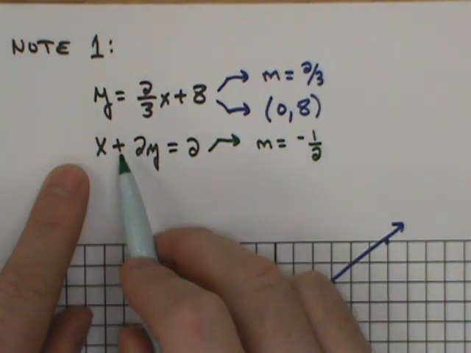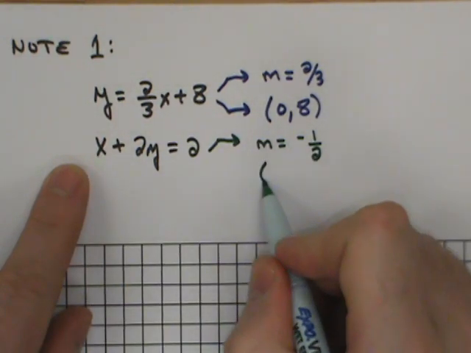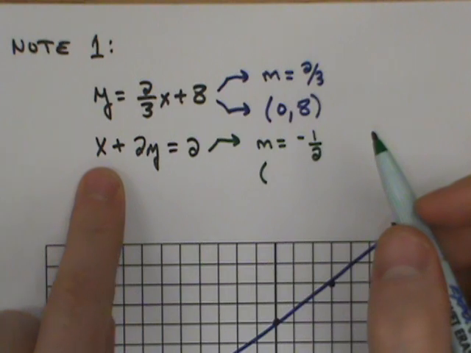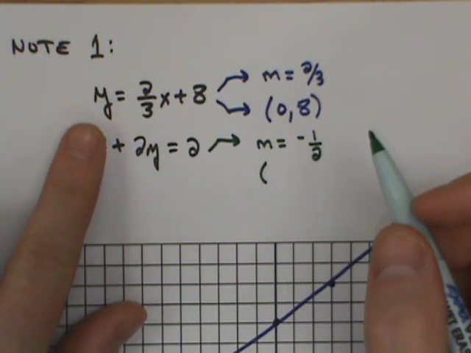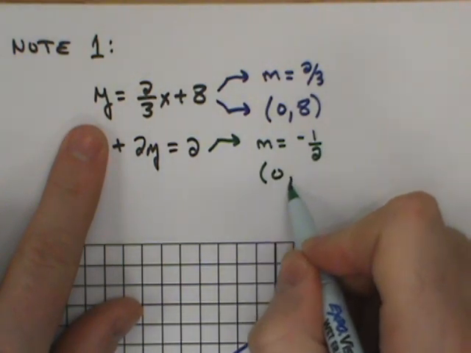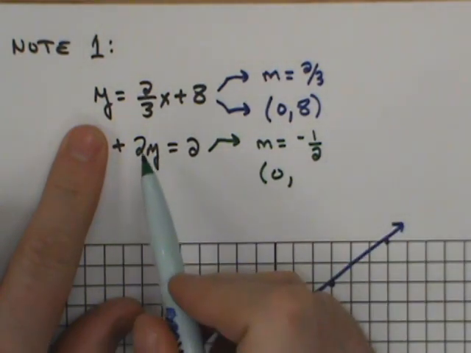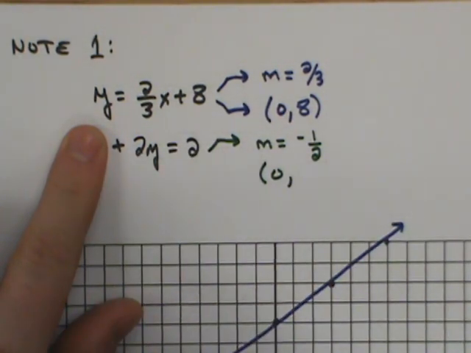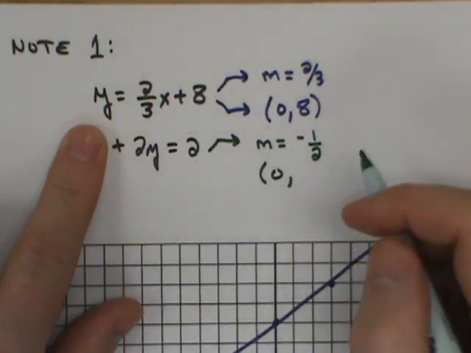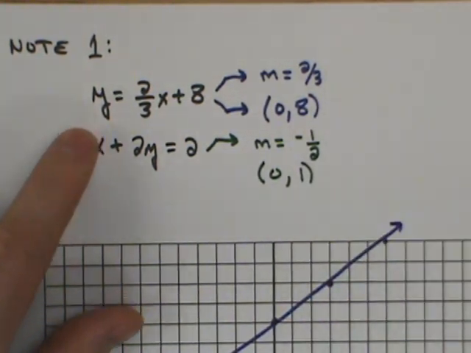Slope is negative 1/2. I need a nice starting point. This equation lends itself to me plugging 0 in for x. As I plug 0 in for x, I solve what remains. I divide both sides by 2. Y would be 1. So I have a nice starting point.